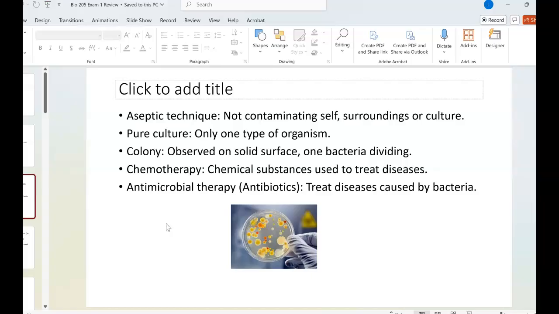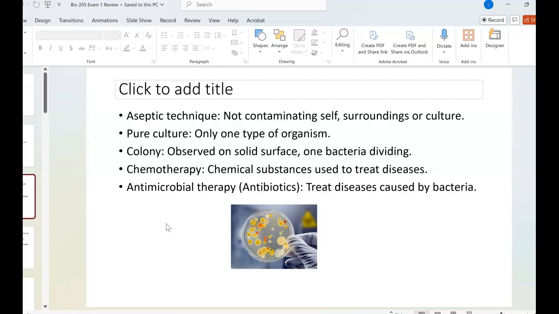One of the things that we talked about was aseptic technique. We also had the opportunity to practice that in lab as well. So remember, aseptic technique, this brings in 3 parts. So it's not contaminating yourself when you're working with a culture, not contaminating your surroundings, or contaminating your culture.